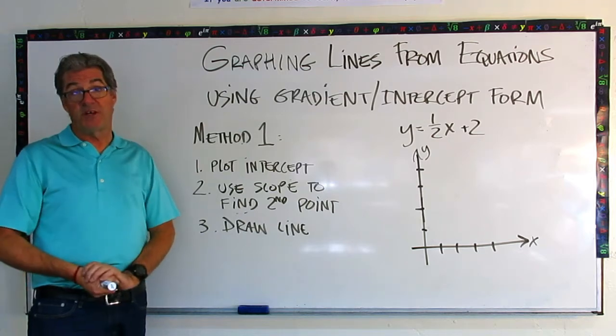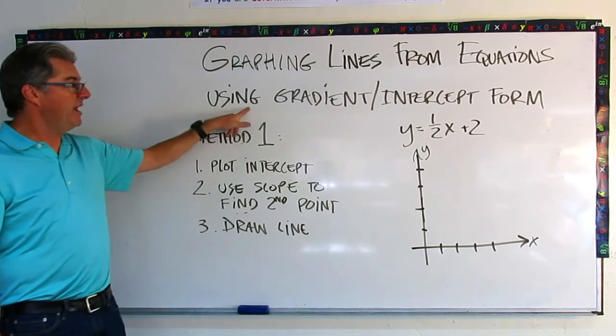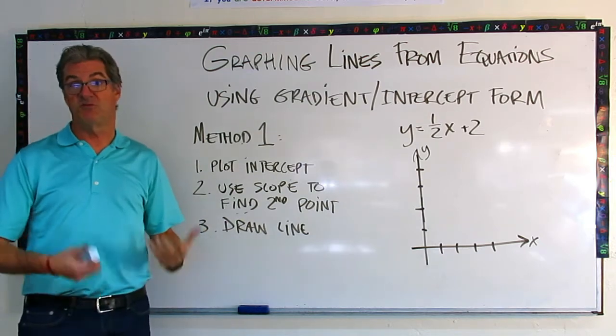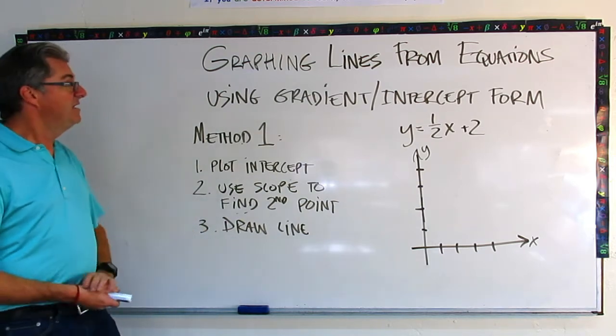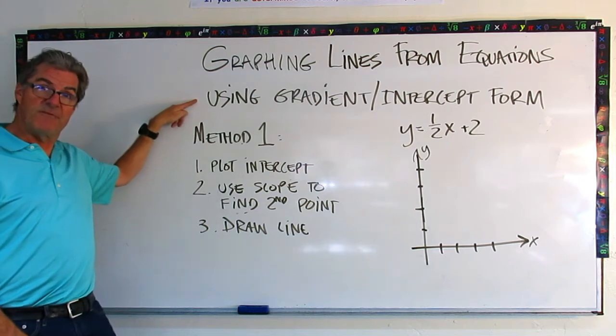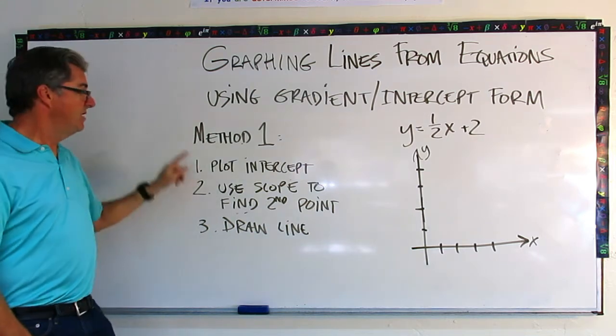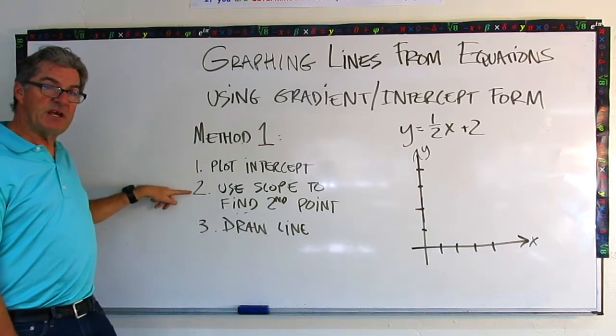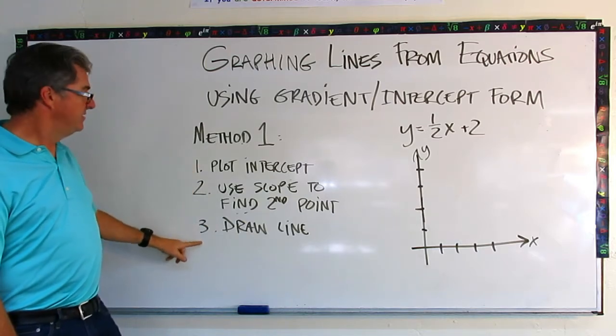There are two types of equations we've looked at so far. There's gradient-intercept, which we'll discuss first, and then there's also general form, which we'll discuss second. Using gradient-intercept form, there are two approaches. Method 1: plot the intercept, use slope to find a second point, draw a line. So let's take a look.